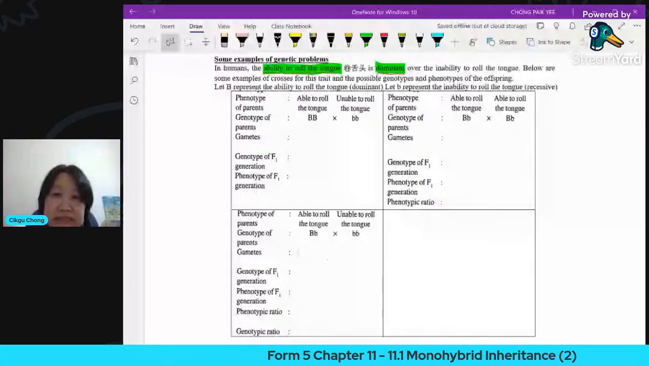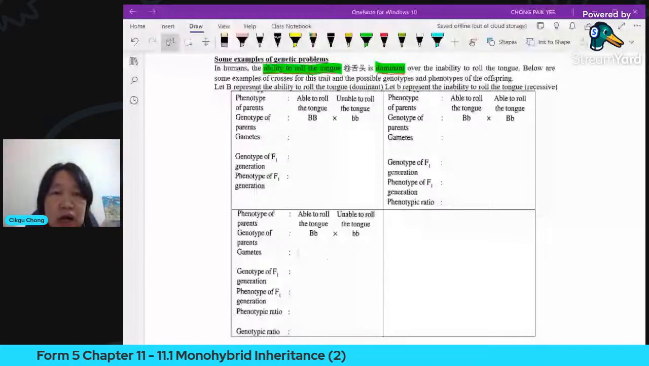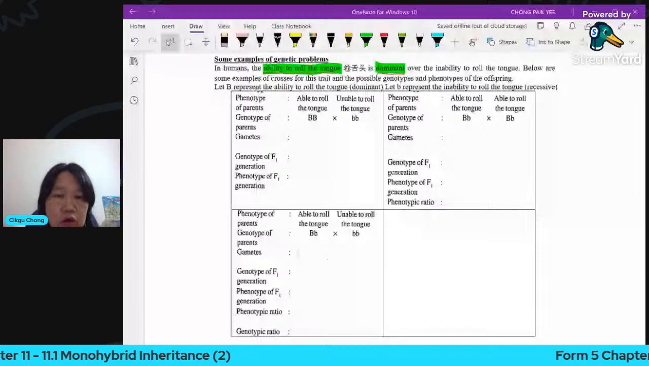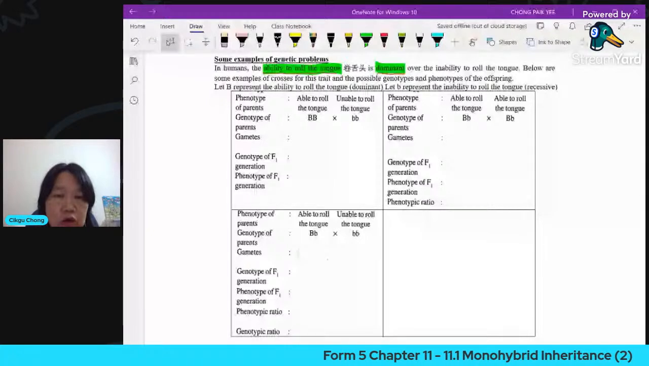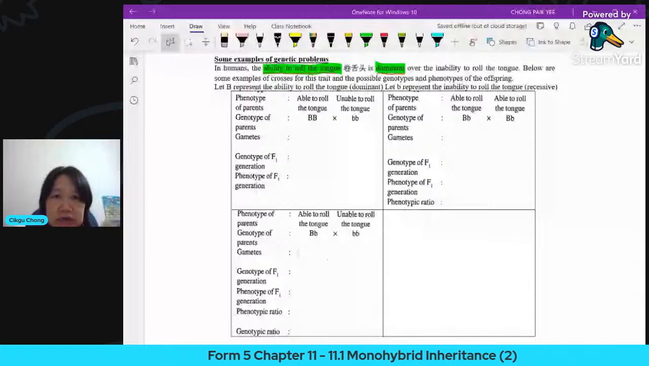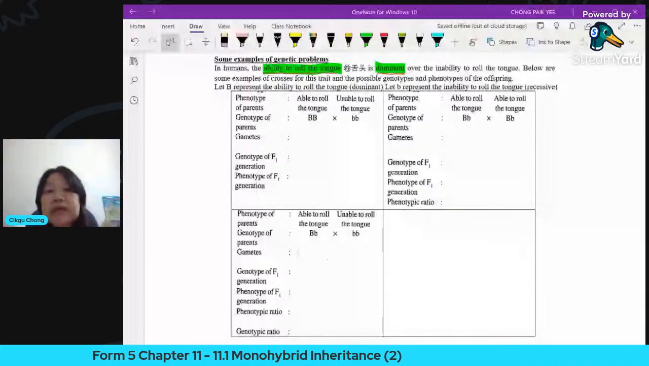So this is today's lesson. I just wanted to teach you how to draw the monohybrid inheritance. This one you can just read through. It's the same thing, it just shows you the same thing. It's explaining the monohybrid. Just take a picture and then you can look at it later.